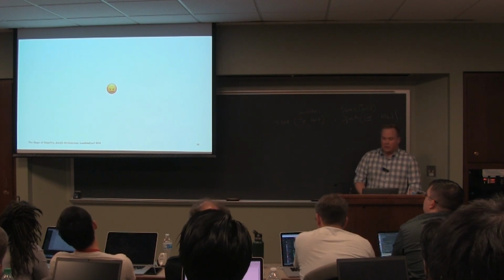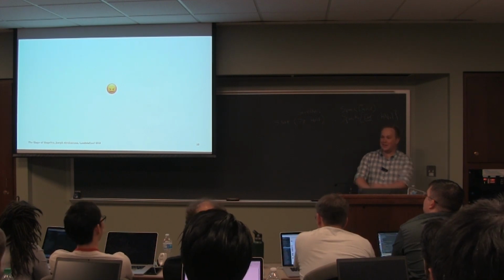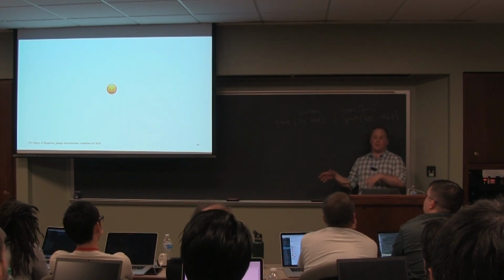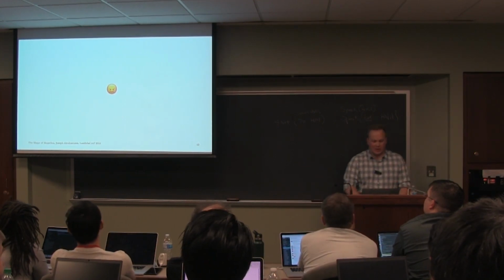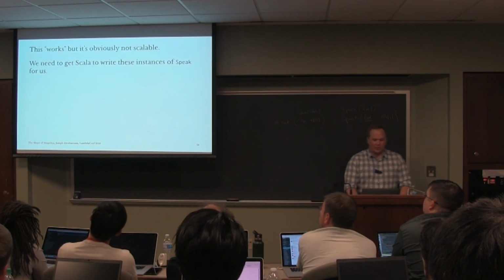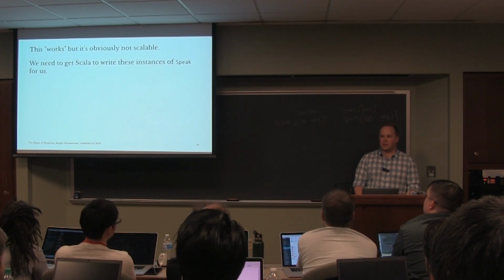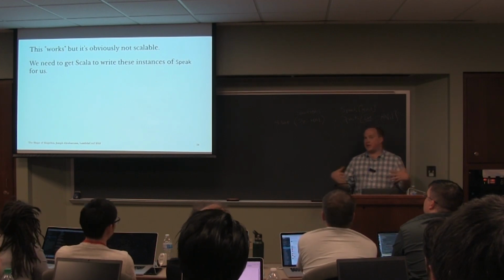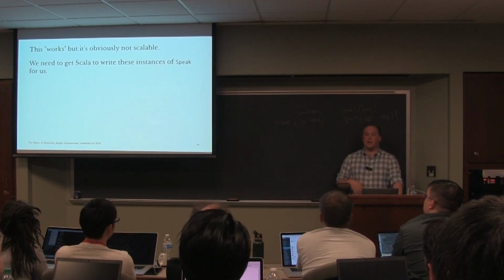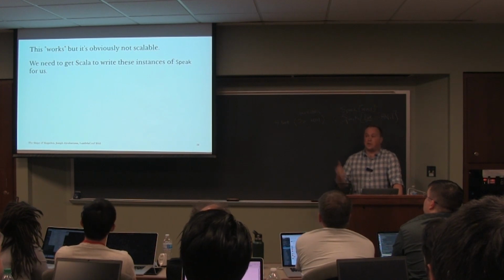Obviously, that's terrible. Yay, I just saved you guys a bunch of boilerplate by making you write a bunch of other more complicated boilerplate elsewhere. So that's not the right thing. It's not scalable, and we're going to need to get Scala to write those instances of speak for us, which hopefully everyone's already guessed the punchline here if we're going to use implicits. Implicits are a really great way of using type information to get Scala to write stuff for you.